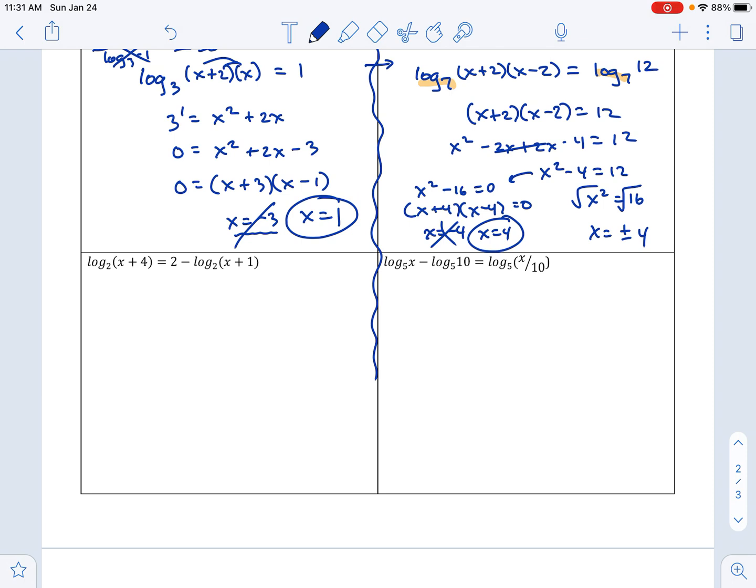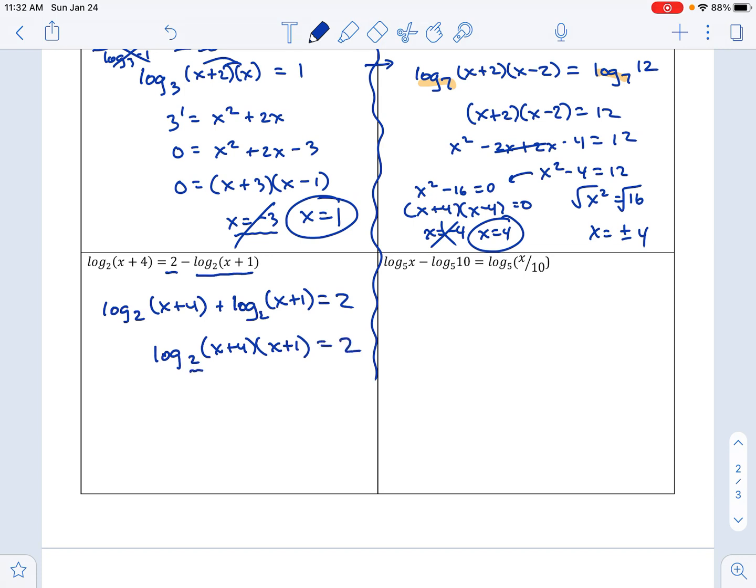So the very first thing I'm going to see on this one is I want to get the logs on the same side. I do not have a log here, so now my game plan is condense the logs, rewrite in exponential form rather than canceling. I can't cancel because there's no log with the 2. All right, so I've got log base 2 of (x plus 4) plus log base 2 of (x plus 1) is equal to 2. Condense: log base 2 of (x plus 4) times (x plus 1) equals a regular 2.